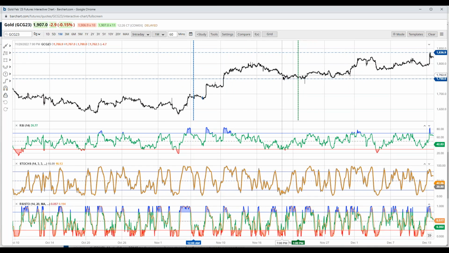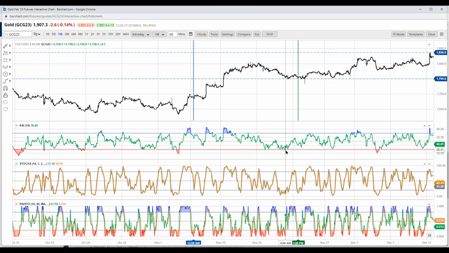Now, notice as we came close to this support line, we did get a signal here. We did get it in the stochastics and in the RSI, so that would have been a great opportunity to get in this one. But if you notice here at the bottom, this was at 4 a.m.